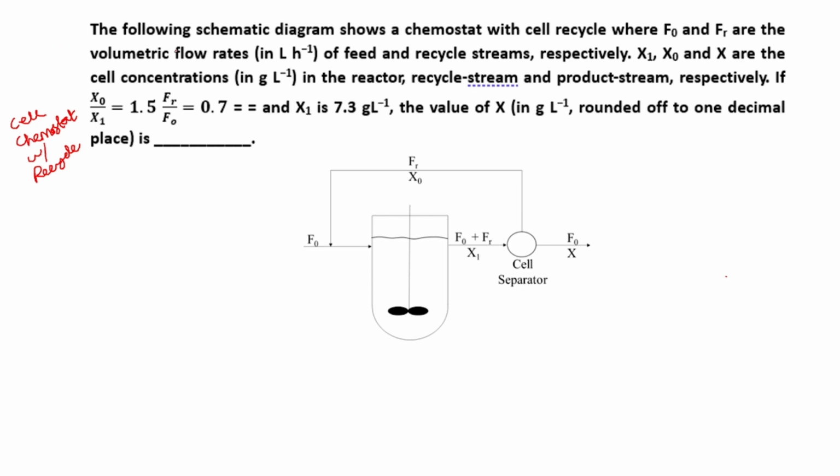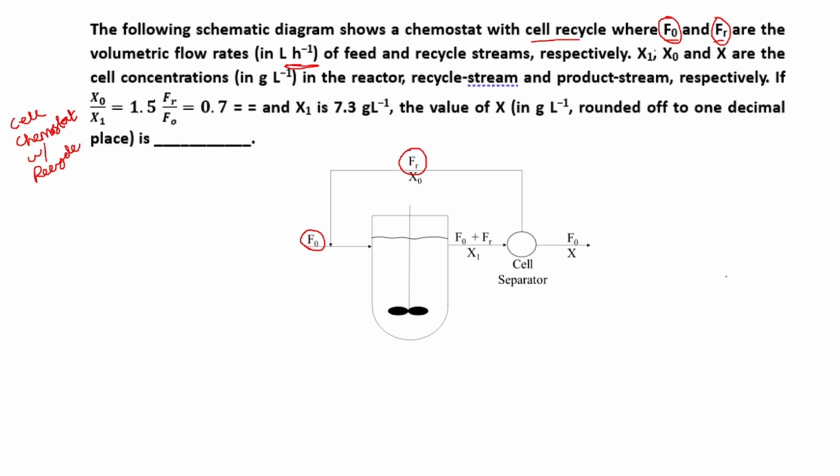The following schematic diagram shows a chemostat with a cell recycle where F0 and Fr are the volumetric flow rates in liters per hour of feed and recycle streams respectively. So what is F0? F0 is the flow rate of the feed stream and Fr is the flow rate of the recycle stream. If you observe carefully in the figure, this is the F0, the flow rate of the feed stream which is entering, and this is the Fr, the flow rate of the recycle stream which is getting recycled from the cell separator into the chemostat.